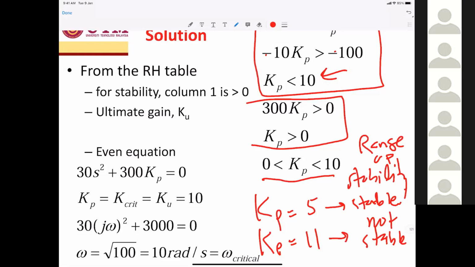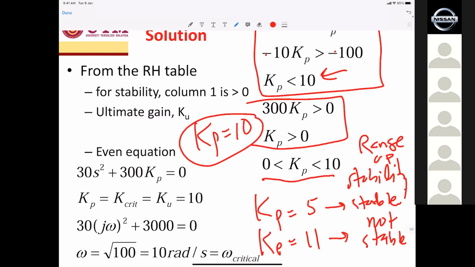Never mind. So Kp is equal to 10. Is it stable or not stable? It's unstable. Are you sure? It has to be less than 10. The range is from 0 to 10. I'm asking you, Kp is equal to 10. Is it stable or not stable? Not stable. I'm afraid your answer is wrong. Another student answered stable, which is also wrong.